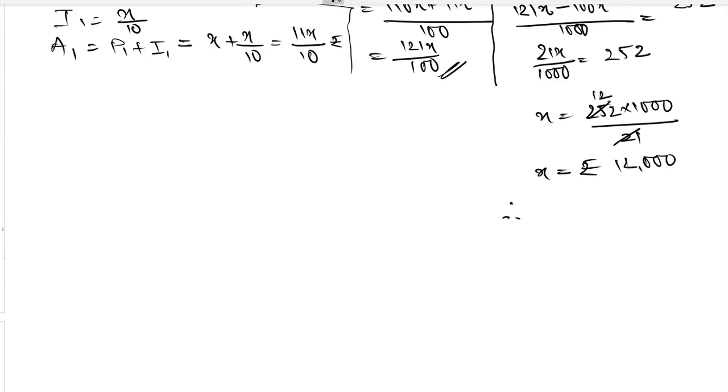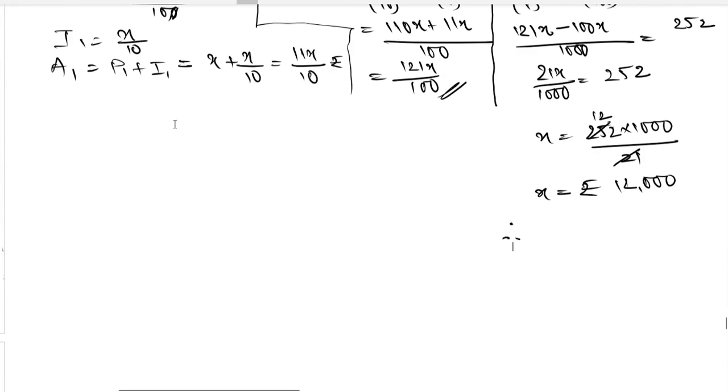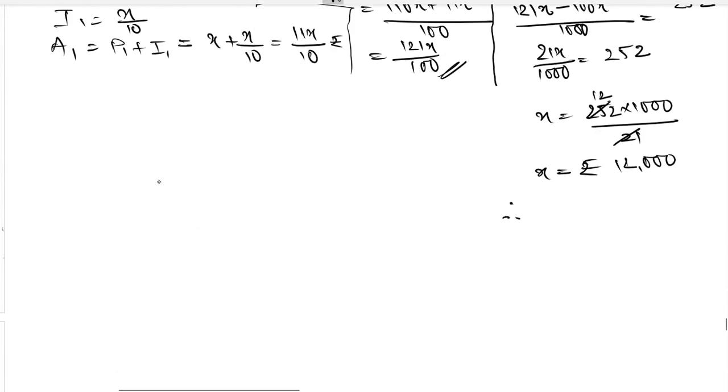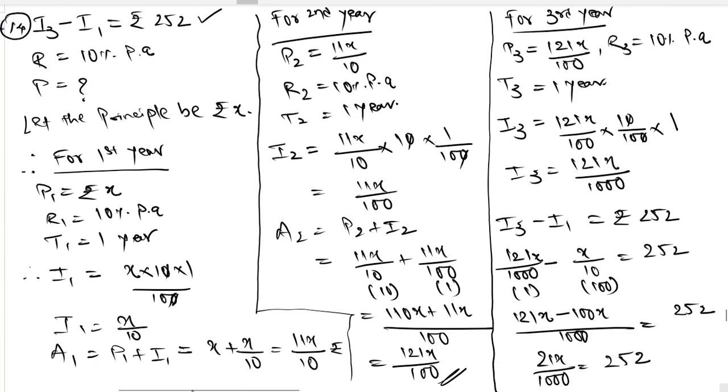Therefore, the final answer, what we had to find, the principal, right? So we have the principal. Let's write the final answer. Therefore, principal is equal to rupees 12,000. Right? So that is how you solve question number 14.